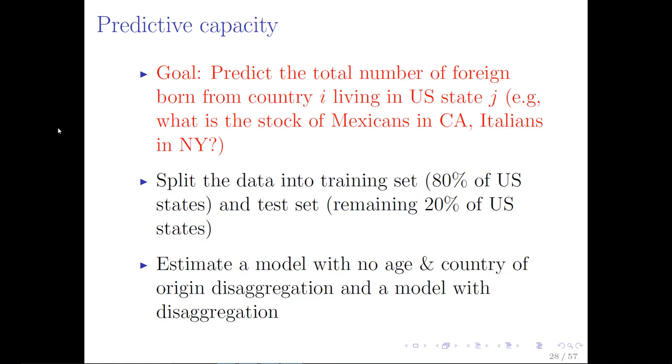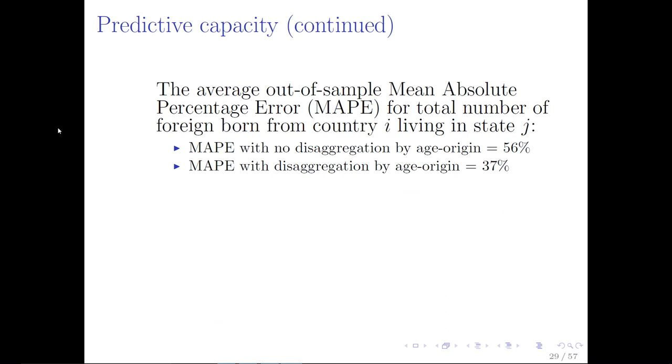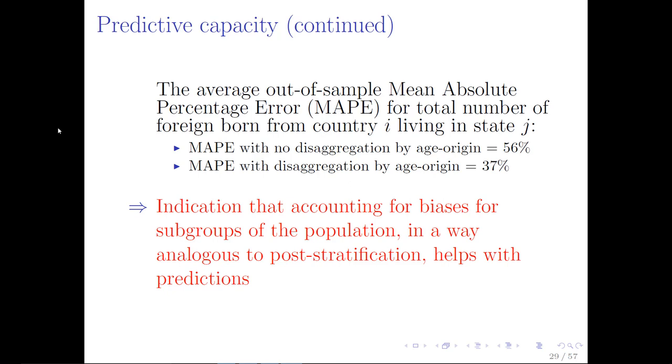What we got was that the mean absolute percentage error on the test sets tends to be quite high when we do not disaggregate by age and sex. When we do not account for those differences, we get 56%. And it goes down quite a bit when we account for these differences by age and sex. The idea here is that if we can account for various biases in different subgroups of the population, which is in a way similar to post-stratification, that might help us make predictions. And there are trade-offs: ideally, we would slice things into smaller groups, but we cannot slice it up too much, otherwise we would have lots of empty cells.